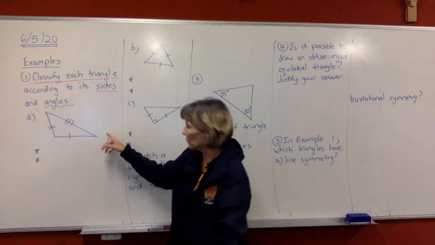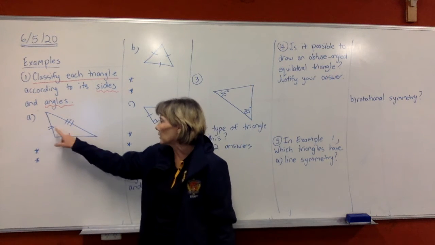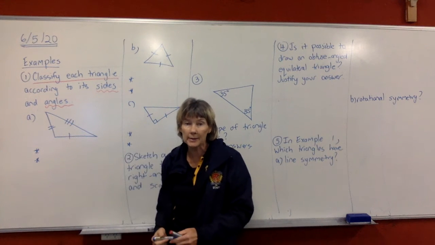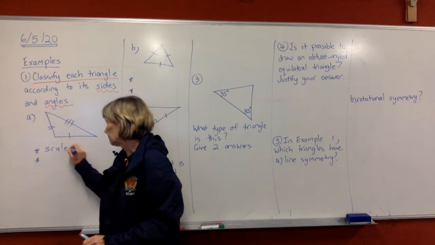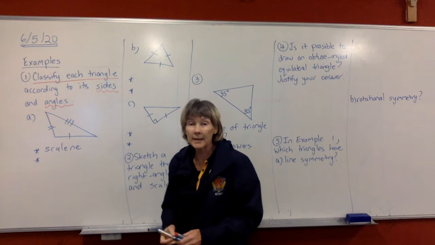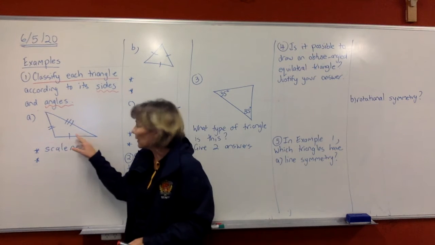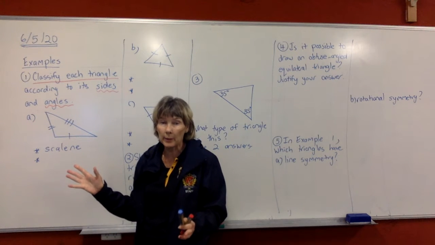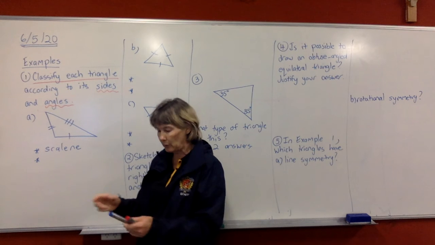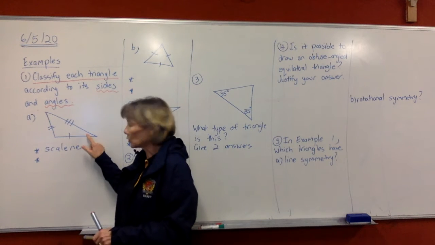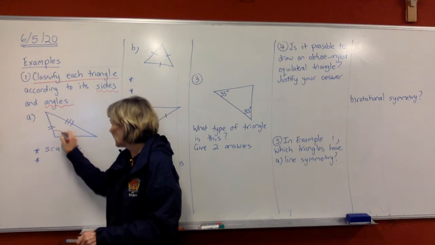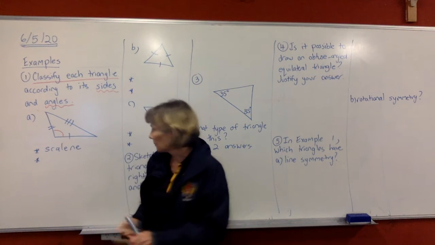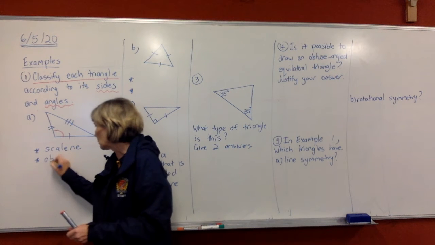If you look at this first one here, looking at its sides, we can see it's got 3 different side lengths there. So that will be scalene. And looking at its angles, well, they haven't given you any degrees, so we're going by the look of them if they don't give you any degrees. This looks acute, that one looks acute, but this one here looks obtuse. So that one's an obtuse angled triangle.